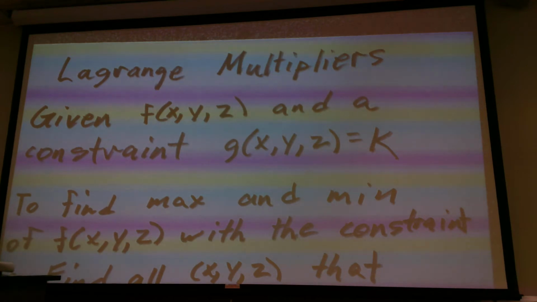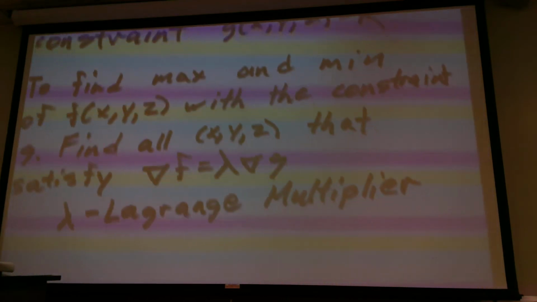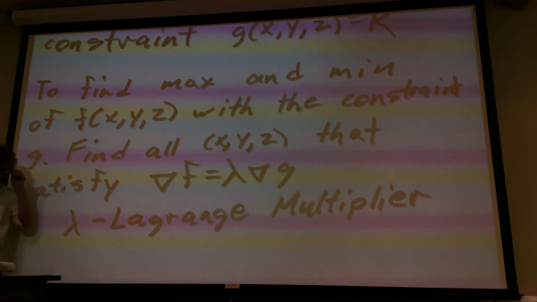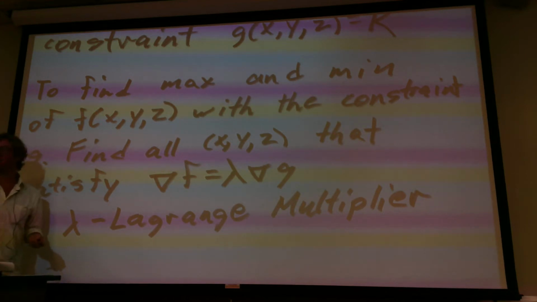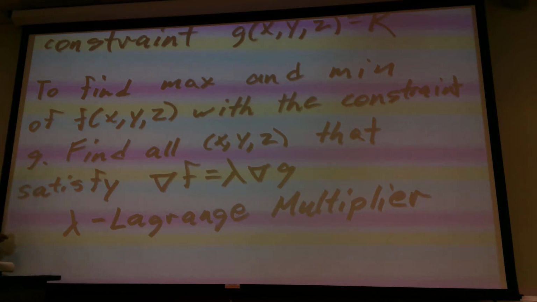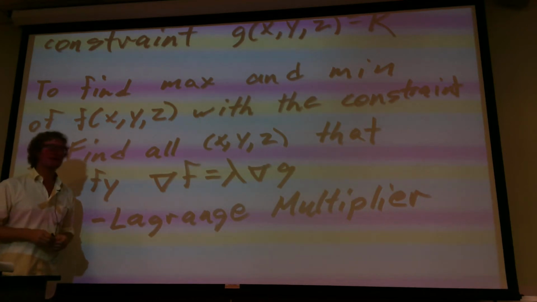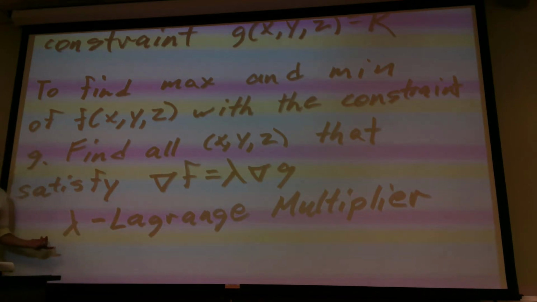And so we can't do our normal procedure of setting the partial derivatives equal to 0 and then checking the second derivative test. That doesn't work when you have this type of constraint. So what we're going to do is set the gradient of f equal to lambda times the gradient of g. And that lambda is what's known as our Lagrange multiplier. So let's just get started on the problem.